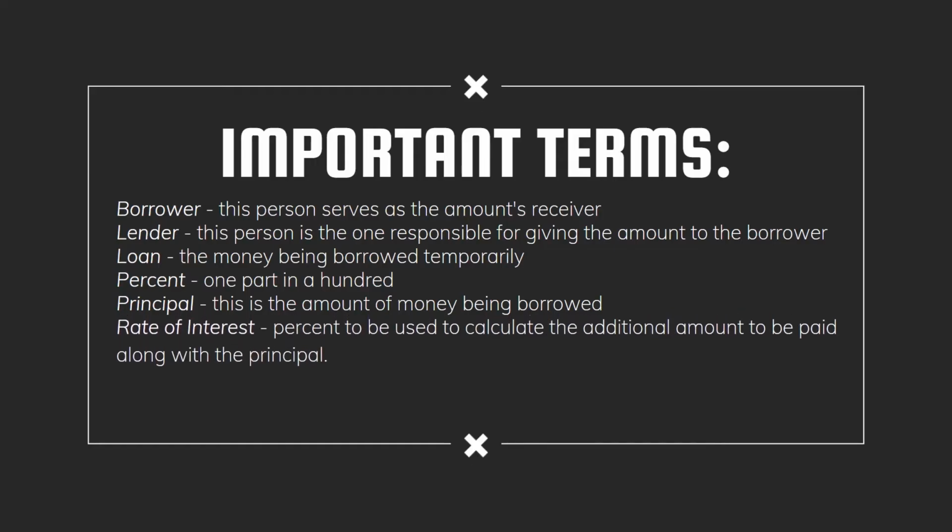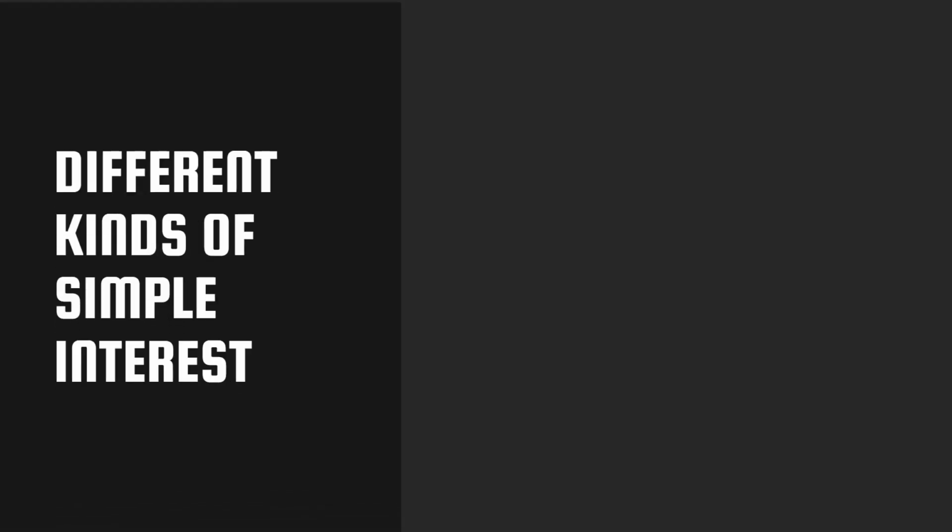Rate of interest. This is the percent to be used to calculate the additional amount to be paid along with the principal. Common rates of interest range from 1 to 10%, but it can also be higher depending on the agreement between the parties. Time. This is the period from the beginning when the money was borrowed to the period when the money should be returned with the additional amount, interest. This can also be called a term or deadline. This should be properly and strictly observed, especially in huge amounts of loans.